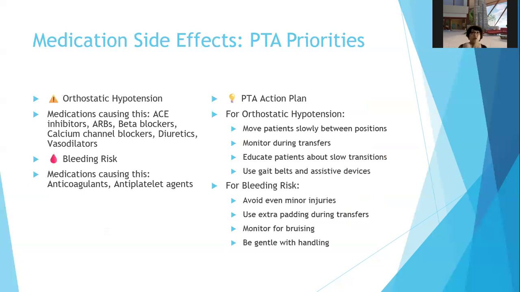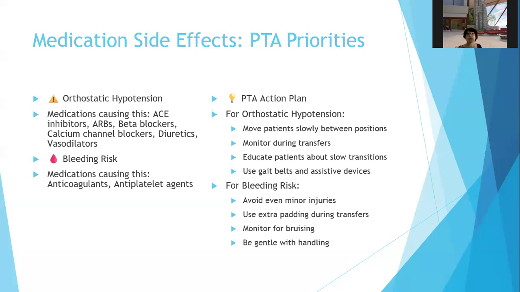So the side effects that are a priority for us are orthostatic hypotension, which can be caused by ACE inhibitors, ARBs, beta blockers, calcium channel blockers, diuretics, or vasodilators. So most of the cardiac medications. And then bleeding risk caused by the anticoagulants and antiplatelet agents.